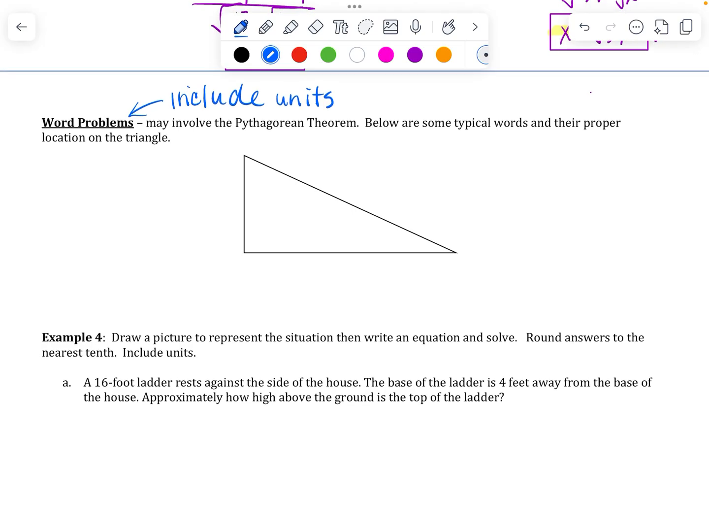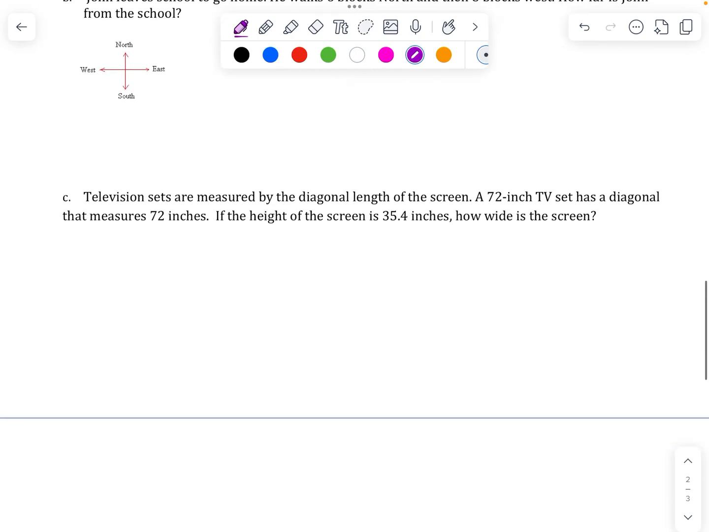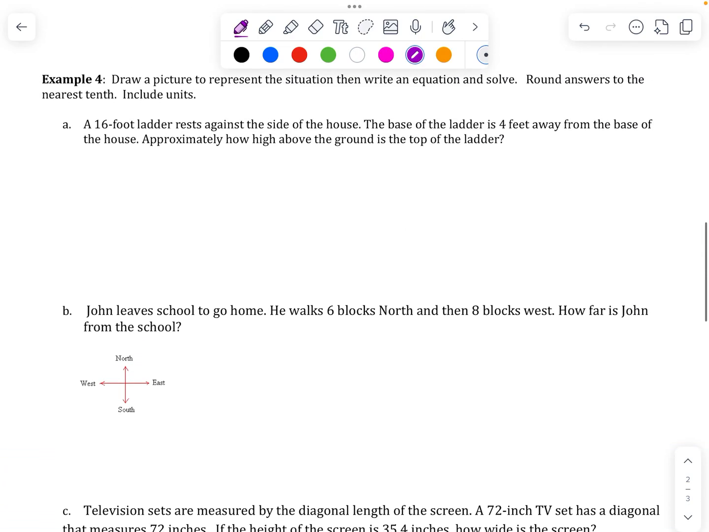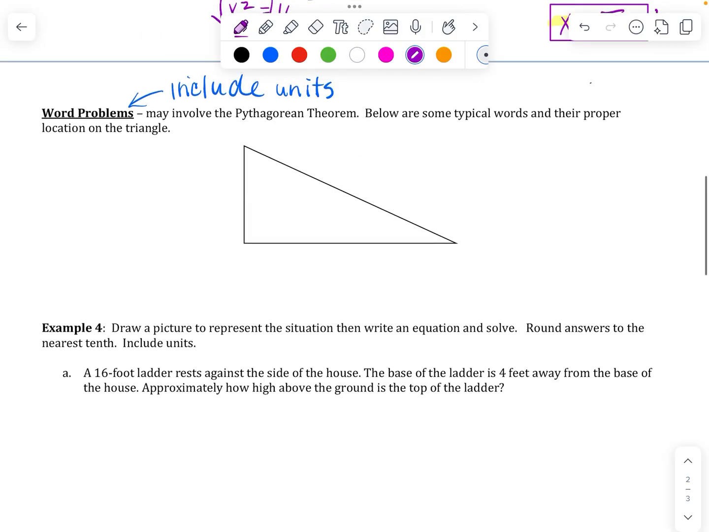All right, so if we look down below at example 4, we're going to see we don't have a picture of a triangle, right? We just have some words. Of course, that's what makes them word problems. And so we're going to start by talking about, well, if all they're going to give me is words, I'm going to have to draw a triangle and I'm going to have to label it. So when they tell me these words, where should I put the label?